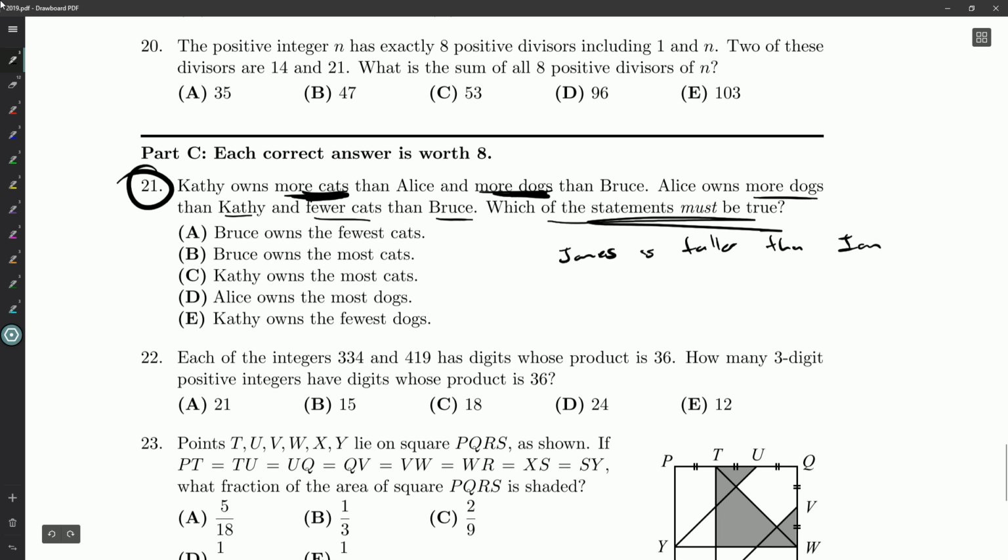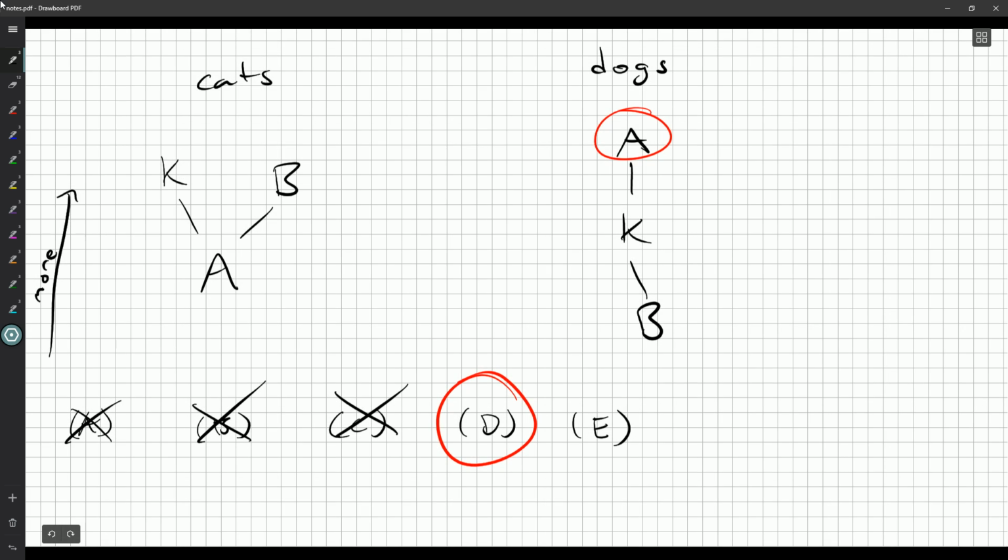But let's just take a look at E. Kathy owns the fewest dogs. Well, no, we can see Bruce owns fewer dogs, but we're nice and organized with our little pictures there. So you can see E is also out. D is the only possible answer. It's the only thing that we know is 100% true, because we cannot tell who has more cats, Kathy or Bruce. So that's it. We're just going to bubble in D and move right along to question number 22.